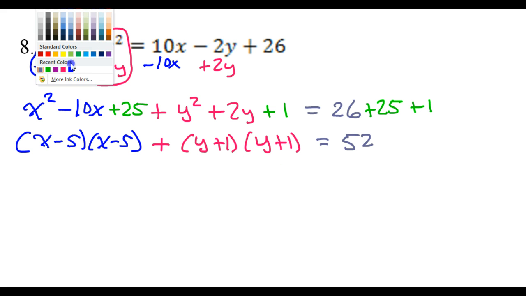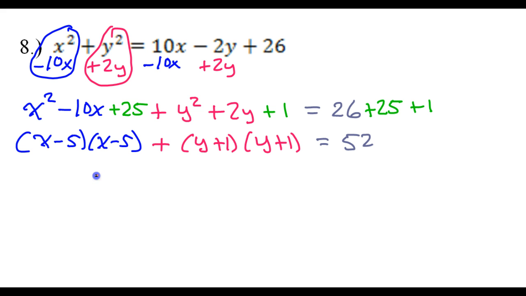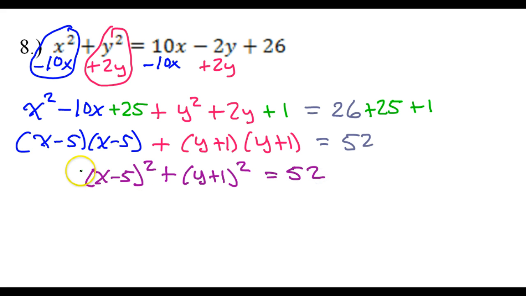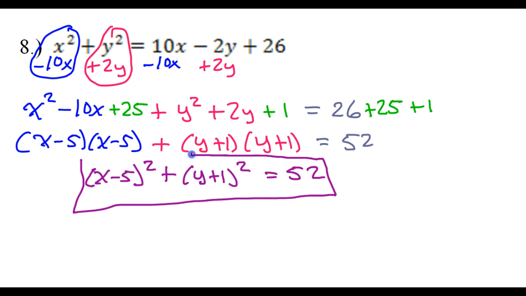And so this is pretty much my answer. I'm just going to go ahead and put it all together. So from the blue piece here, that gives me x minus 5 squared. All right, from these two, I have y plus 1 squared. And then, of course, that's equal to 52. So this is the standard form.